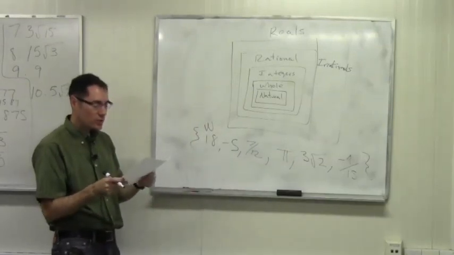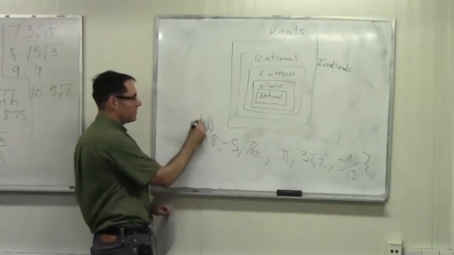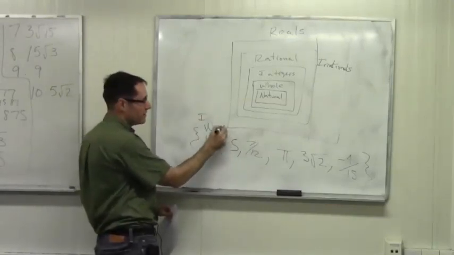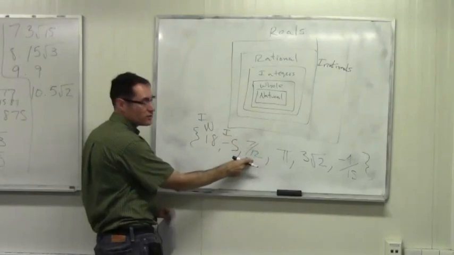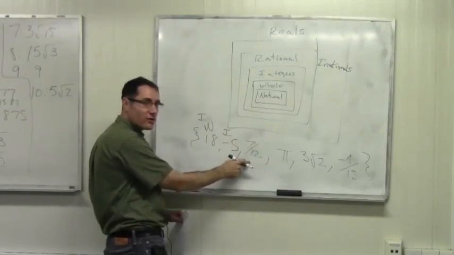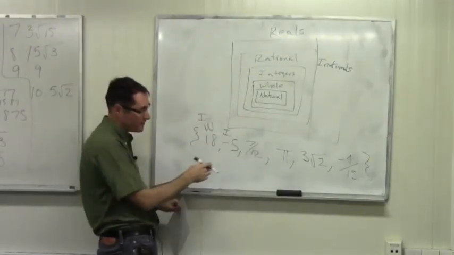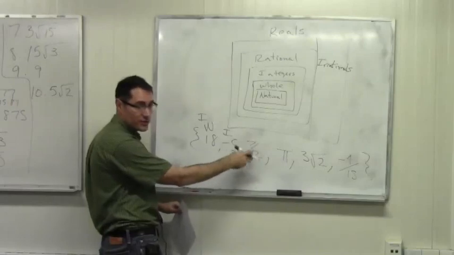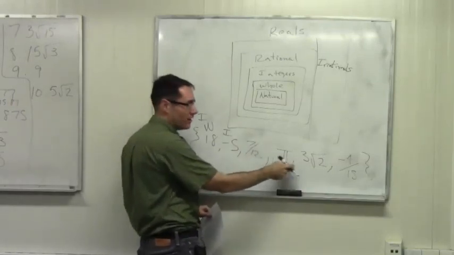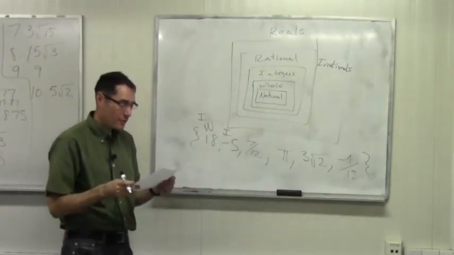OK. Which ones fit in the integers? Is 18? Yep. Integer. How about -5? Integer. How about 7/12? Not an integer. Integers are the counting numbers with negatives. 7/12 isn't an integer, right? You can't reduce it anymore. Pi? No. 3 radical 2? No. -4/15? Nope.